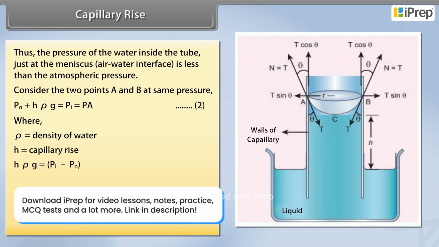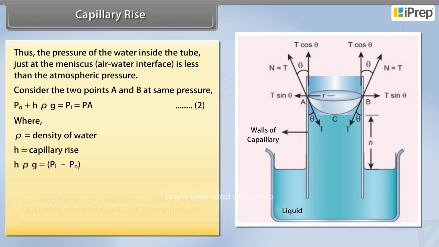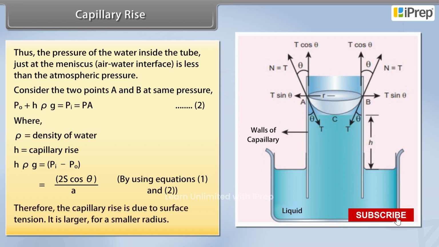h rho g is equal to Pi minus Po, which is equal to 2S cos theta upon a, by using equations 1 and 2. Therefore, the capillary rise is due to surface tension. It is larger for a smaller radius.